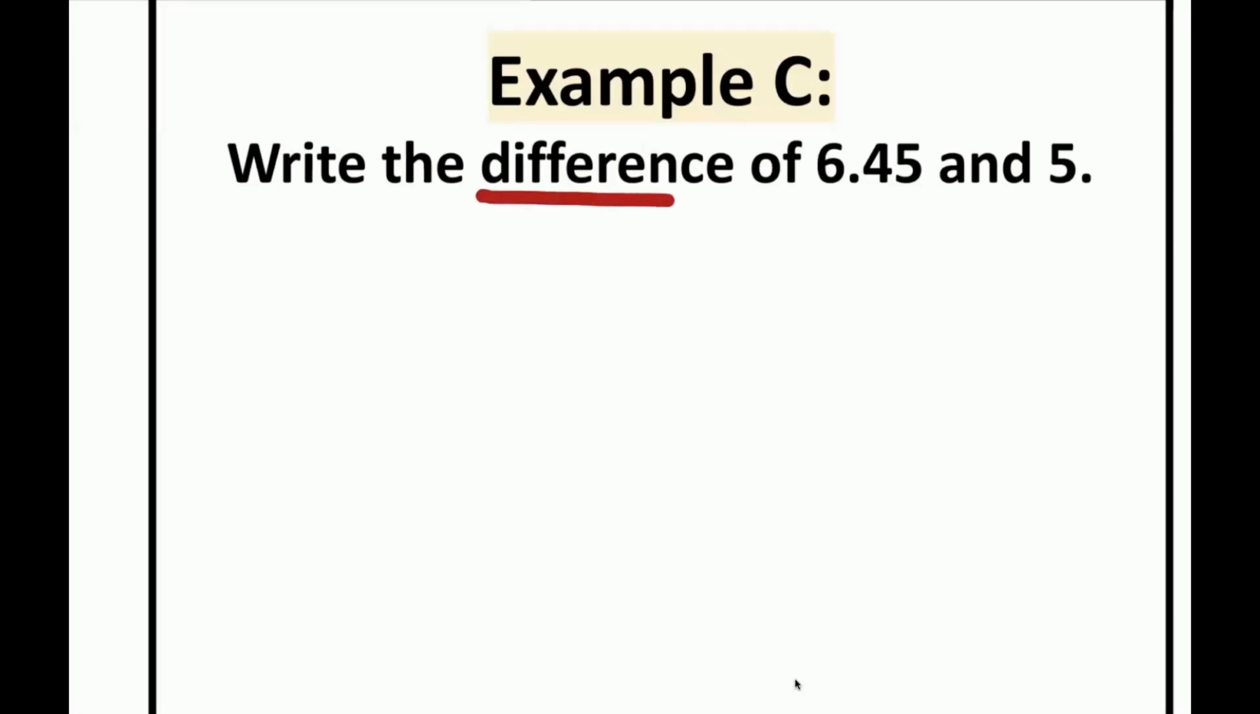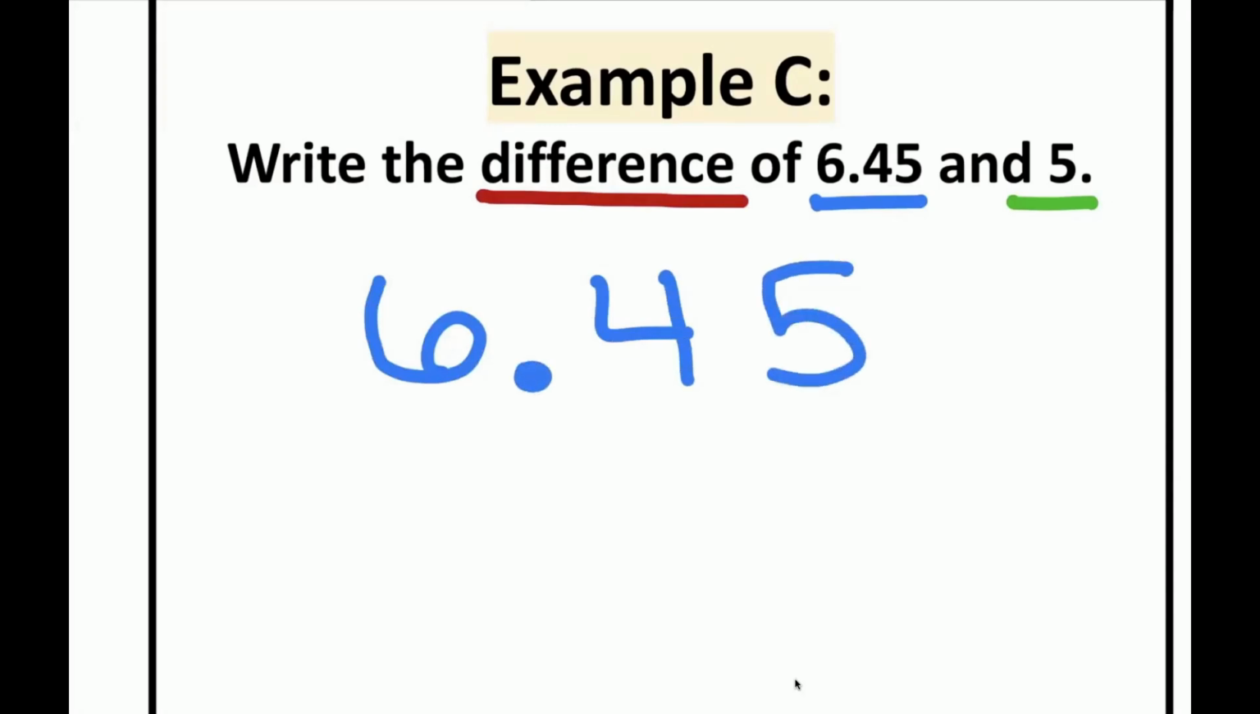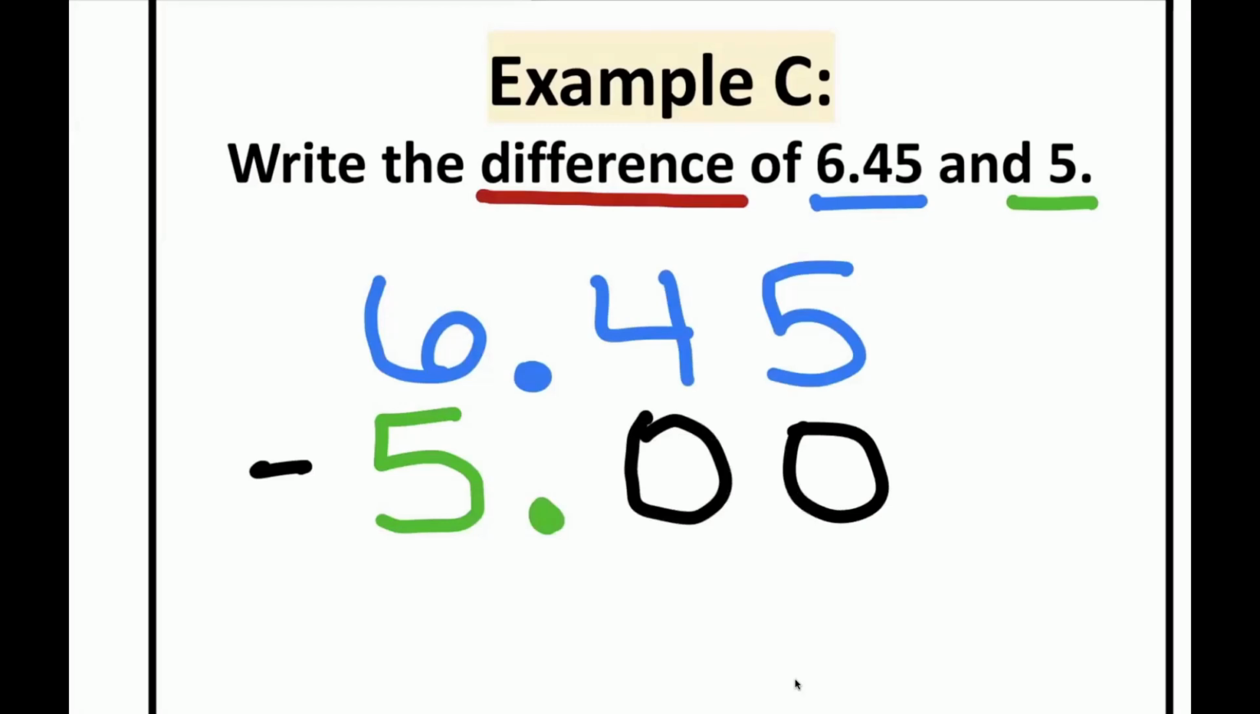Example C says write the difference, keyword for subtraction, let's underline it, of 6 and 45 hundredths and 5. So when we subtract, the order that they give you the numbers is the order that you need to write them. So 6 and 45 hundredths came first, so we'll write 6.45 minus 5. Remember, we can write 5 as 5 or 5.0 or 5.00 like we practiced in the opening. Because there's blanks here, let's go ahead and write 5.00 to keep our work nice and neat with 0 placeholders.